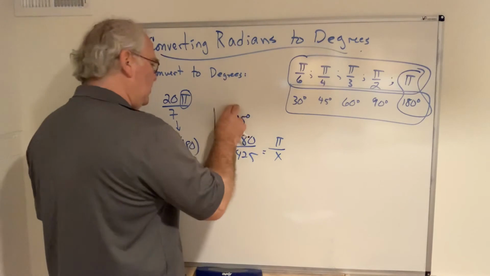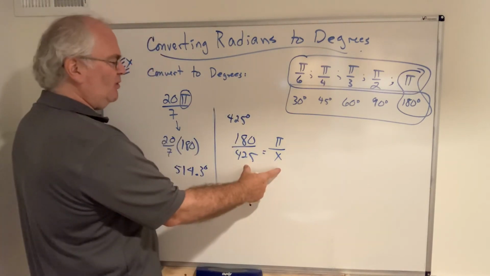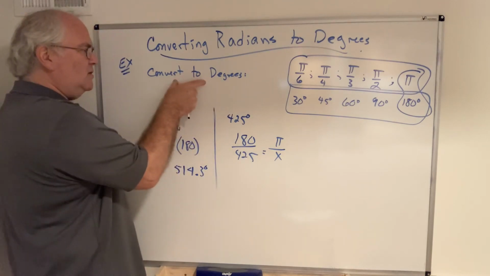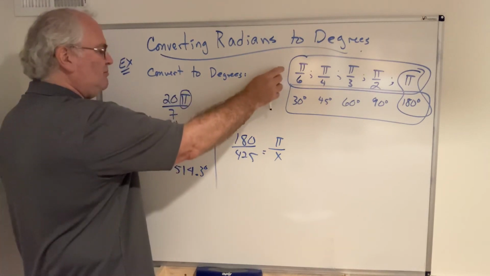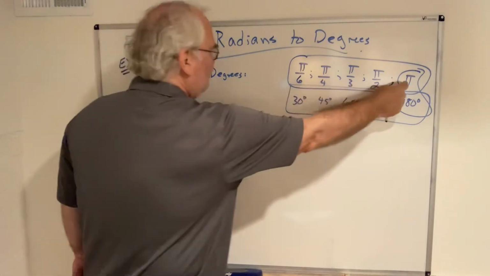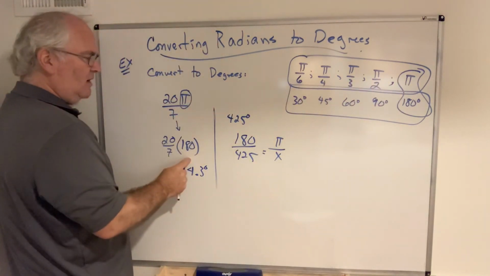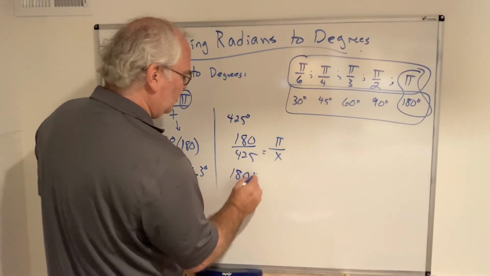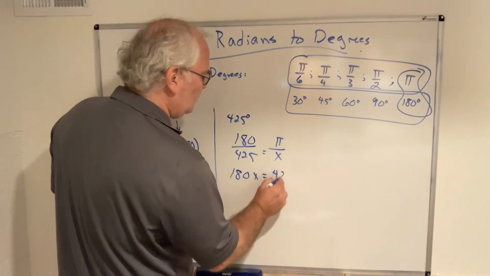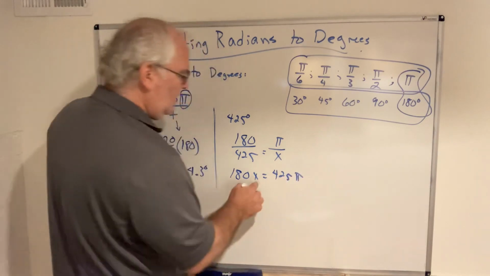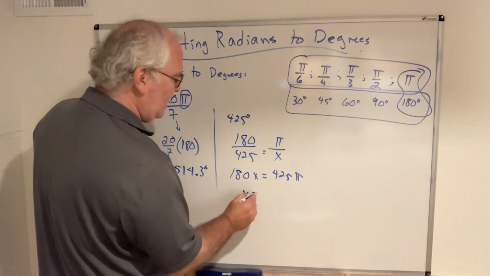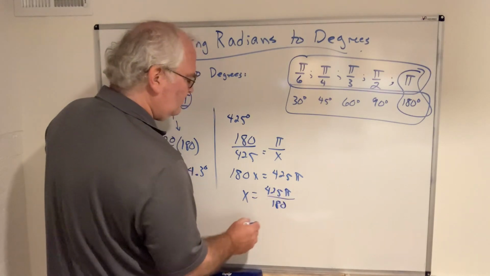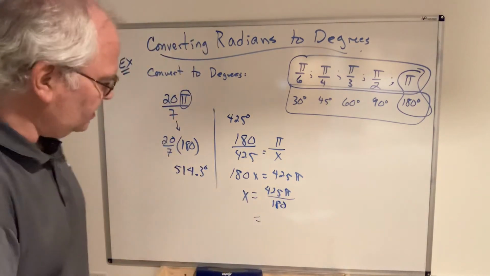So converting from degrees to radians, just set up the proportion. That's the simplest thing. Convert from radians to degrees, see if you can find a multiple. If not, you always have the 180, and that'll work out. So in this case, well, I have no idea what that is. It doesn't matter. This is just a stupid little example. This is equal to 425 times pi. And so x is, divide both sides by 180, 425 pi over 180. And that's equal to whatever it's equal to.